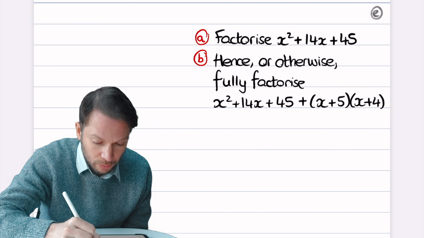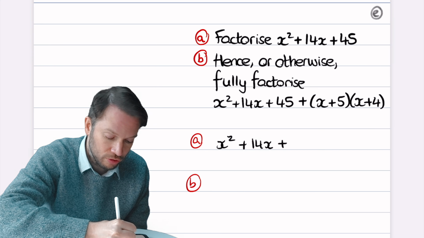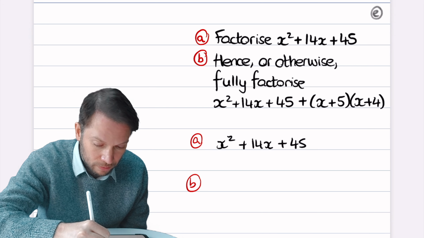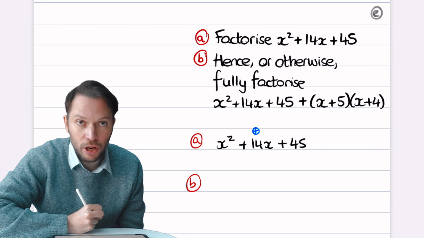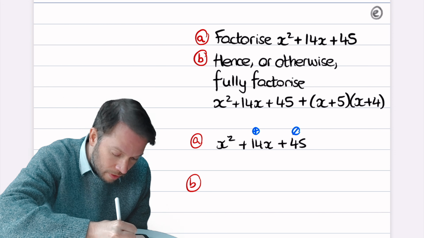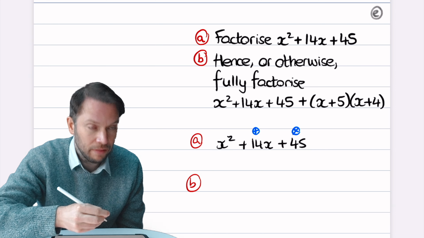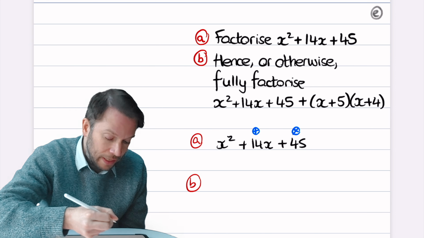Well, if I just copy this expression out, we've got x squared plus 14x plus 45. To factorise a quadratic like that, we previously saw that we find two numbers that add to give the number in front of the x, the coefficient of the x, usually the middle number, and multiply to give the constant term, usually the last number. So they add to give 14 and multiply to give 45. What two numbers can we think of? Well, if we just think of factors of 45, what two numbers multiply to give 45? Well, we could have 9 and 5 times to give 45. Do they add to give 14?